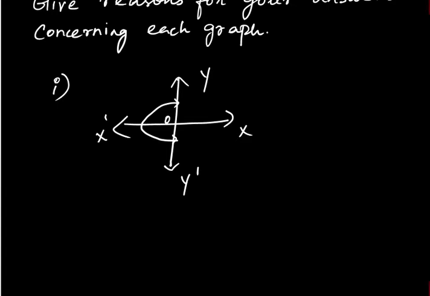So this is the first point. So at these 2 points, the graph is meeting the vertical line. So clearly it is not a function.